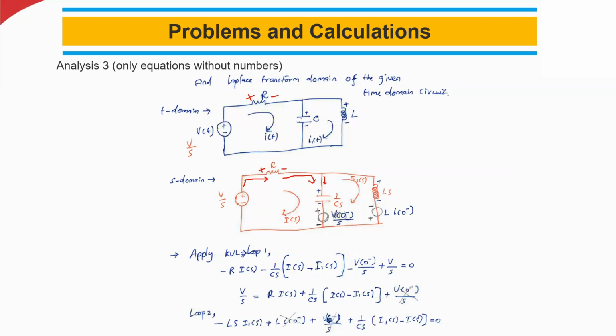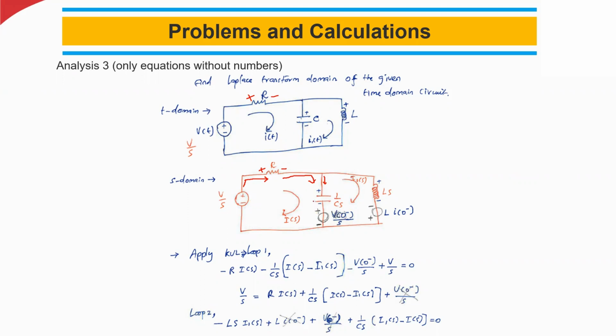So I of S minus I1 of S, that's what I have written here. Plus, I have to write again the initial voltage source of the capacitor, that is nothing but V of 0 minus divided by S. Here also the current is entering in plus and then exiting in minus, so I am writing the minus. So minus V of 0 minus divided by S plus V divided by S. V divided by S is nothing but the total supply voltage to this entire circuit.